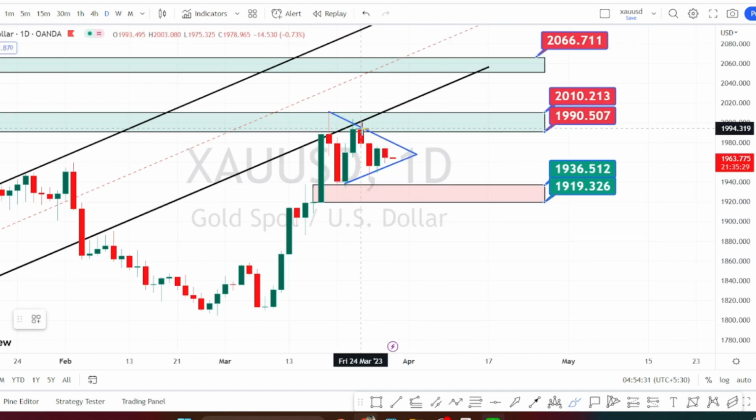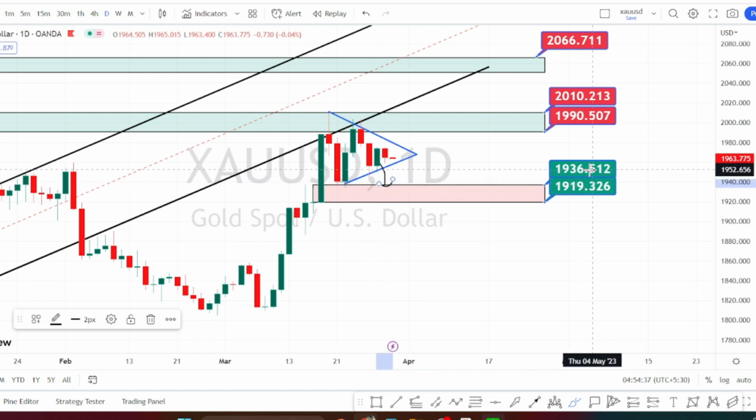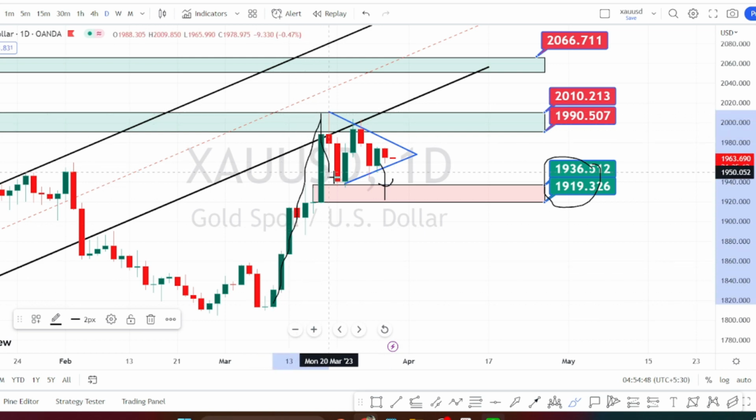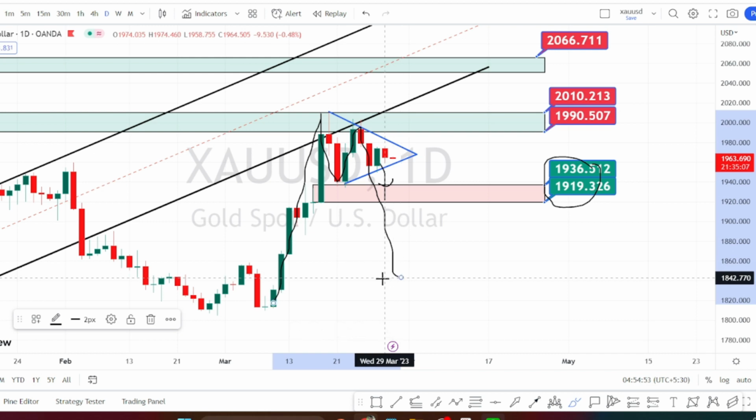So if the price action gives a breakout on the bearish side, the next level of support is going to be the support zone between 1936 to 1919. And once the price action breaks this support zone, we can expect the price action to form a double top pattern and to start its bearish side retracement in daily time frame.